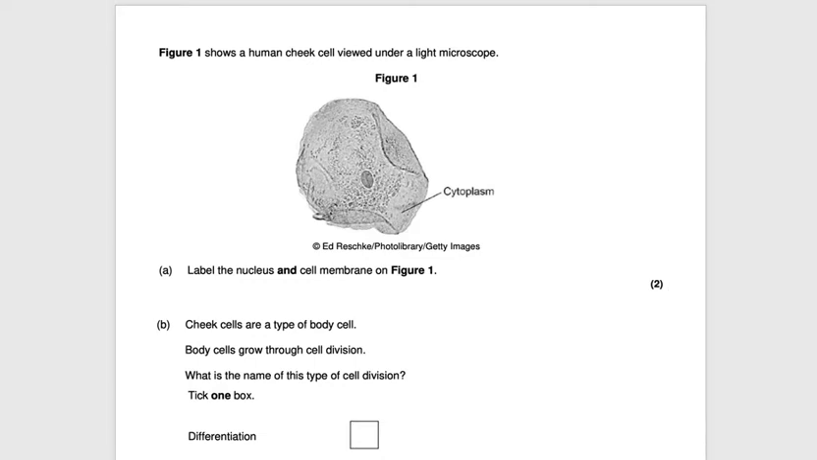Our first exam question states, figure 1 shows a human cheek cell viewed under a light microscope. Label the nucleus and cell membrane on figure 1. So we are asked to label the nucleus and the cell membrane. So the nucleus is this one over here in the middle. That's going to be the nucleus.